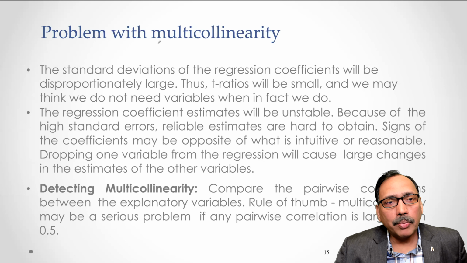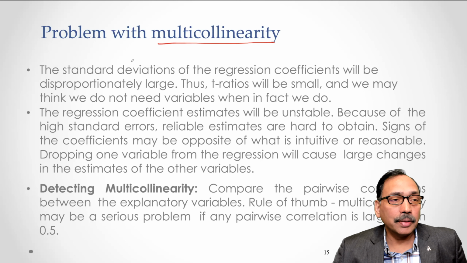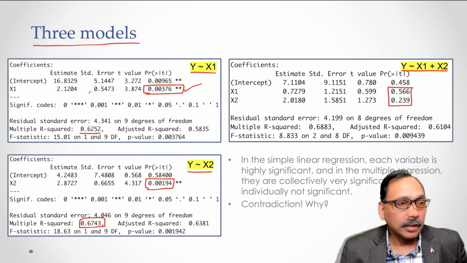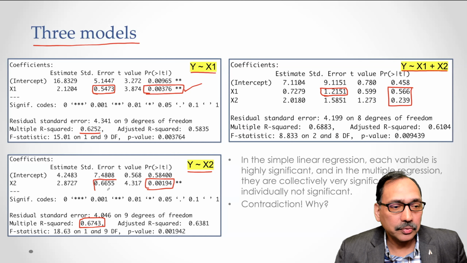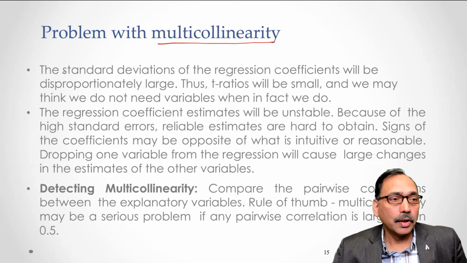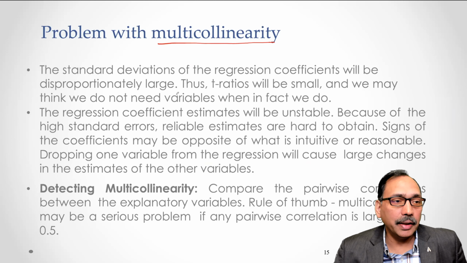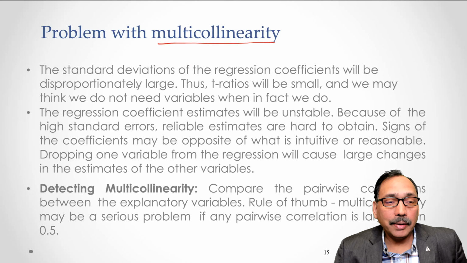Why do we not want multicollinearity? What is the problem? The problem is, if you go back, the standard error for x1 was 0.5473, and when both of them are present, you see the standard error increased to more than 2 times. Same thing with x2. It was 0.66 and now it becomes almost 1.6. So the standard error of regression coefficients will be very large, and because they are large, t ratios... what is t ratio?